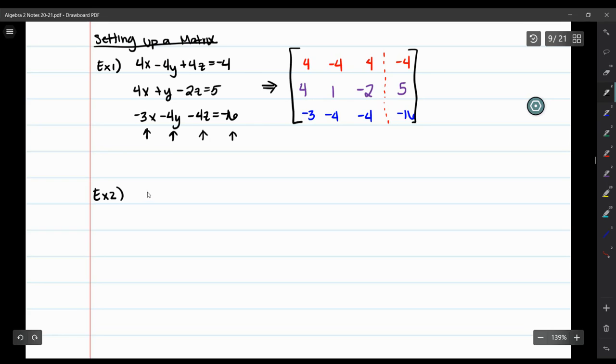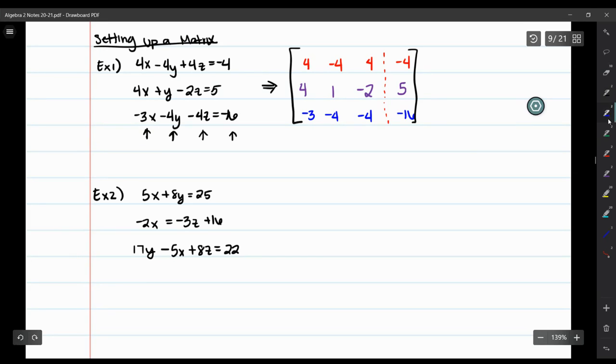So we're going to translate this into a matrix. That's all we're doing right now. So 5x plus 8y equals 25. Then we have negative 2x equals negative 3z plus 16. 17y minus 5x plus 8z equals 22.